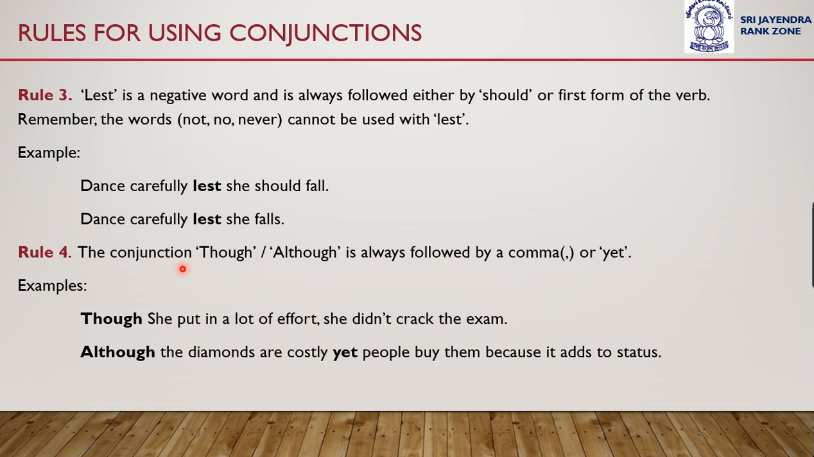Rule number 4. The conjunction though or although is always followed by a comma or yet. For example, though she put in a lot of effort, comma, she didn't crack the exam. So please notice the comma between the two clauses when we use though. It is important to use a comma or yet when we use the words though or although.